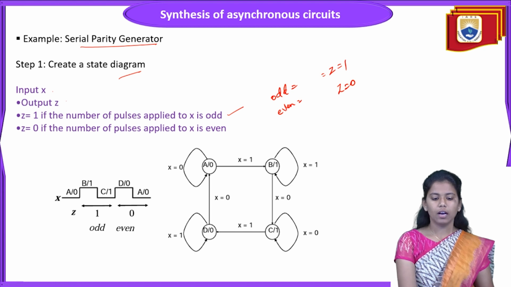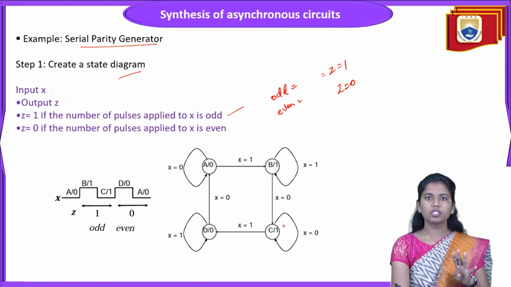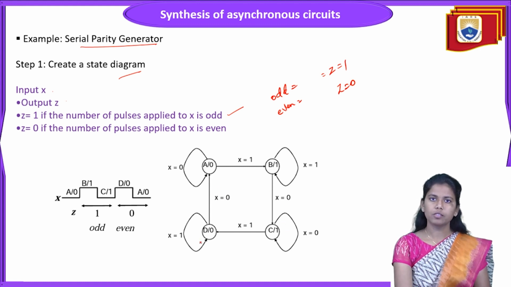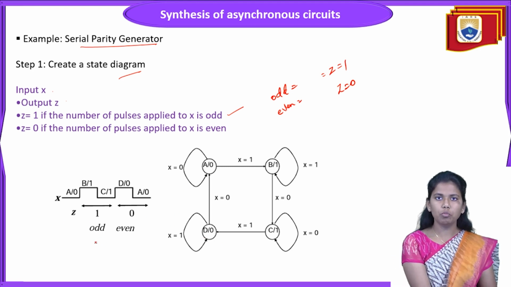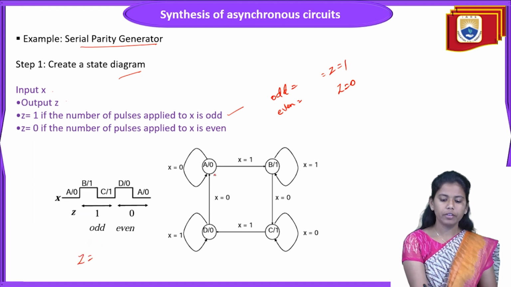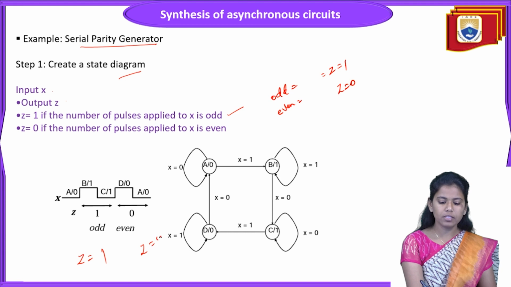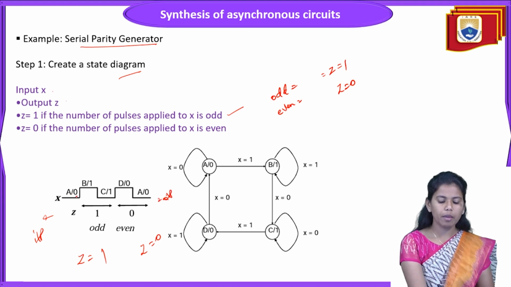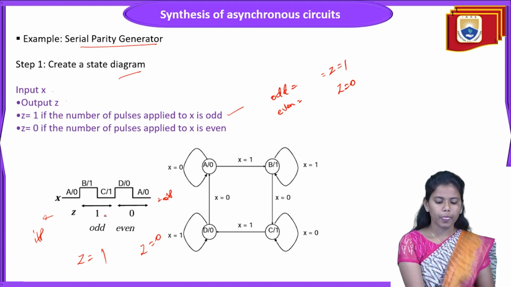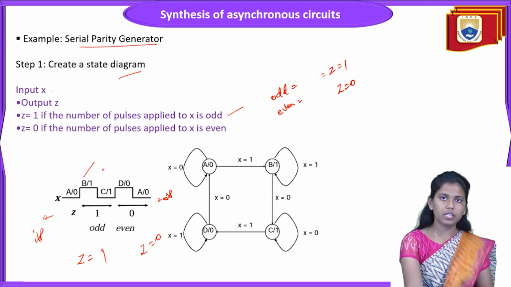Now we will see creating a state diagram for a single parity generator, by considering the 4 states A, B, C and D. As I said, if it is odd, Z becomes 1, and if it is even, Z becomes 0. Here X is the input and Z is the output. So here A by 0, B by 1, C by 1, D by 0, A by 0. Here Z is 1 for the states B and C.